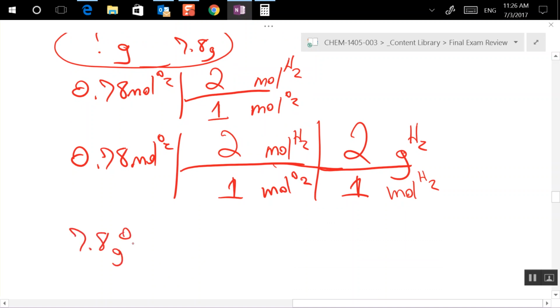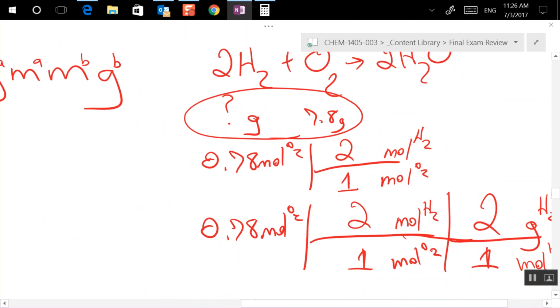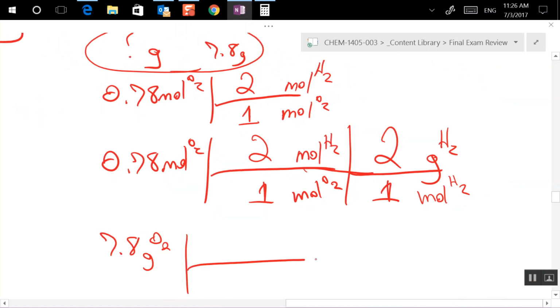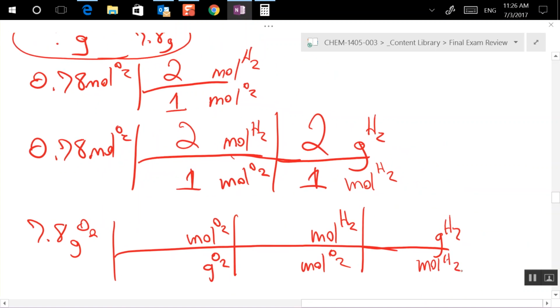7.8 grams of O2 is what I start with. And I'm going to go GMMG. I'm going to do the whole thing. Grams of oxygen, to the moles of oxygen, to the moles of hydrogen, to the grams of hydrogen. Grams of O2, moles of O2, moles of H2.